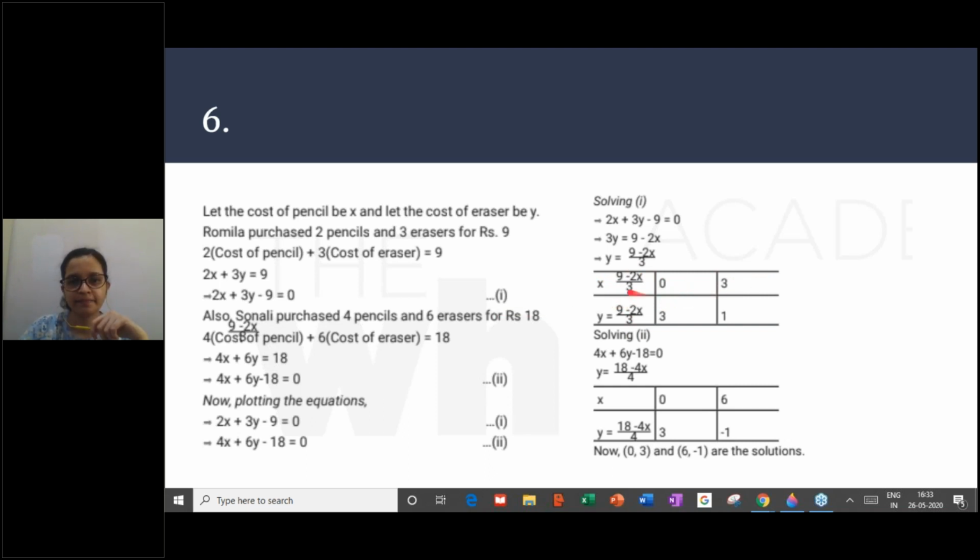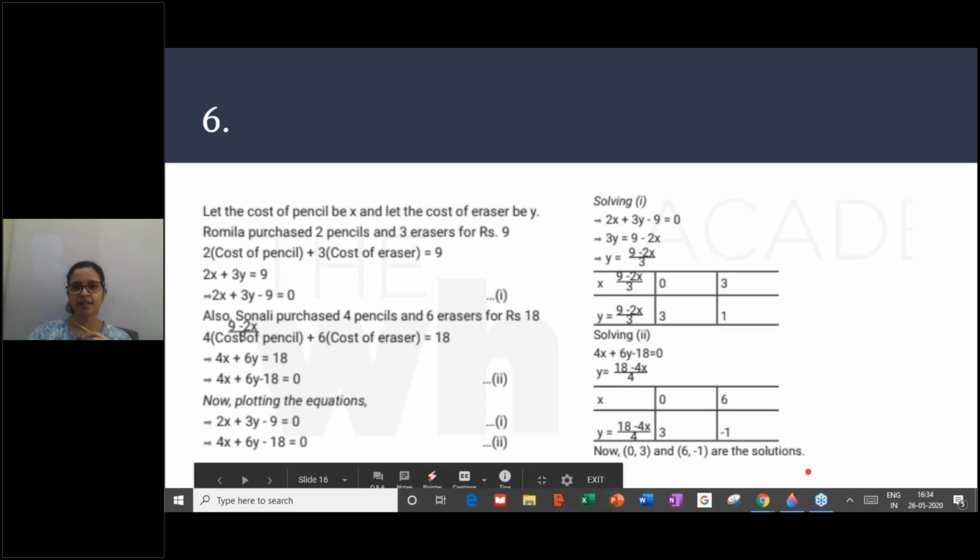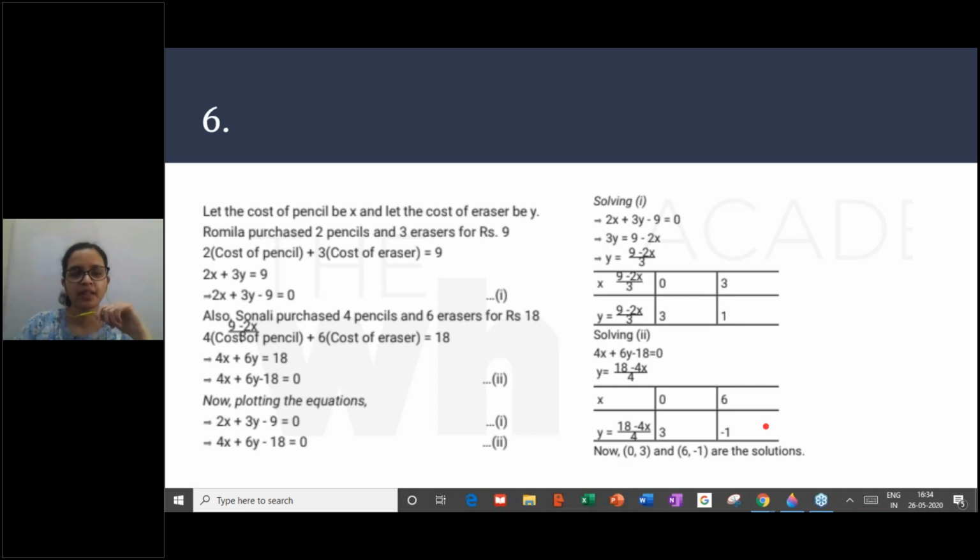Suppose you take x as 0, so you substitute 0 in this equation. So it will be 9 minus 2 into 0 by 3, or 9 by 3, which is 3. That's how you get it. You take at least two values to plot it on the graph. So you get at least two values for x and two values for y, so a total of four values. And similarly do that for the second equation, and you will get 2 points, right?